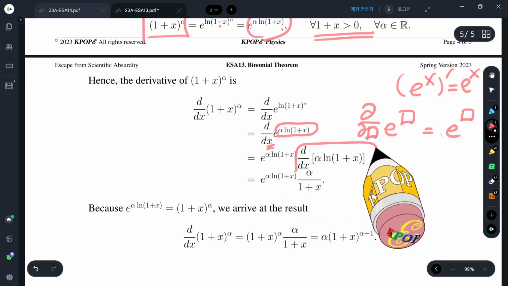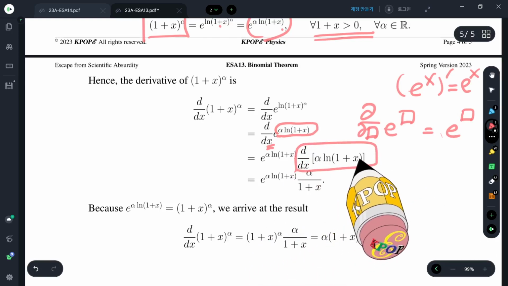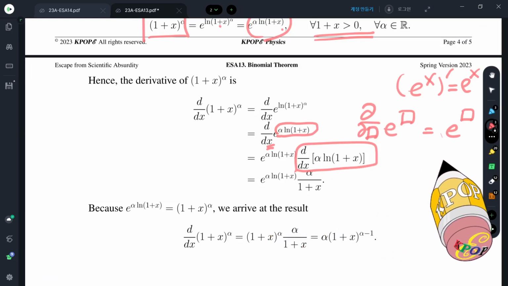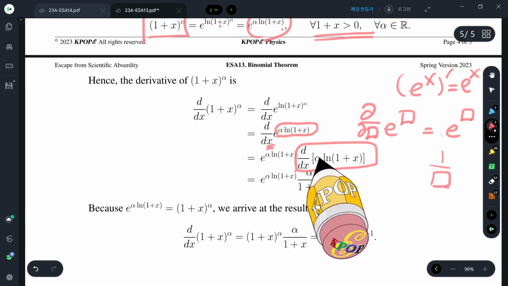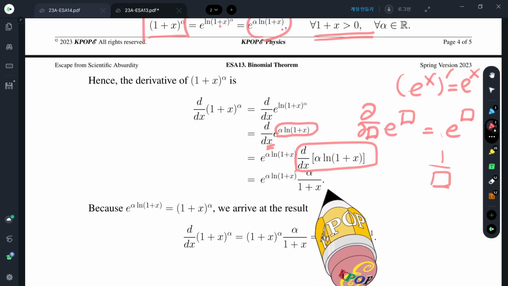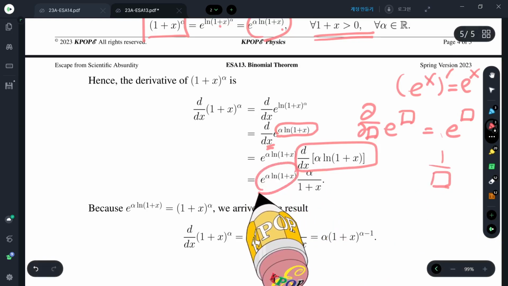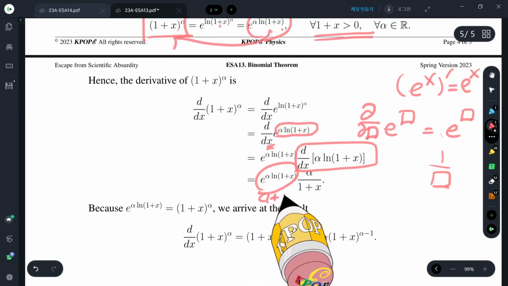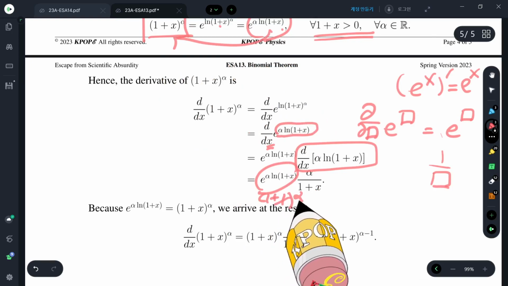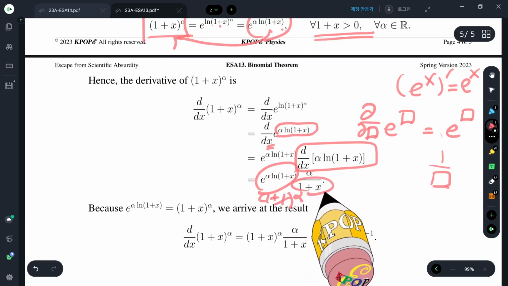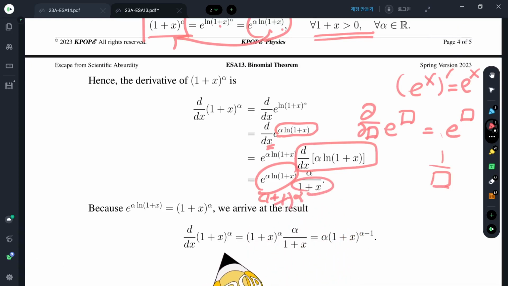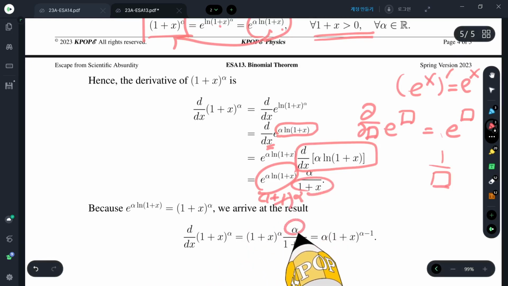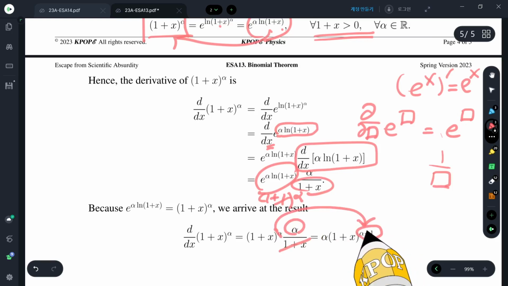So the argument is this. And we know the derivative of log is 1 over something. So alpha over 1 plus x. We return to the original definition of this. This is nothing but (1 plus x) to the alpha. Therefore, we can divide this by 1 plus x. As a result, a factor alpha appears and 1 plus x cancels, so this power decreases to alpha minus 1.